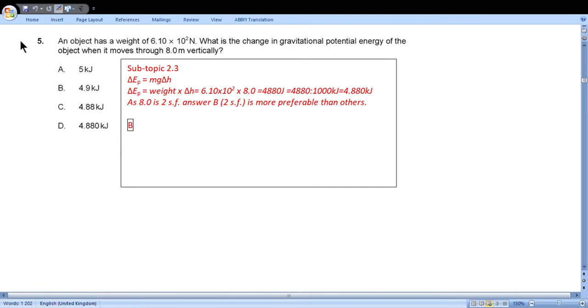Question 5. An object has a weight of 6.10 times 10 to the 2 newtons. What is the change in gravitational potential energy of the object when it moves through 8 meters vertically? Subtopic 2.3, change of potential energy equals change of height times mg. Mg is the weight, which we know, so we substitute. We should keep only two significant figures, because the change of height has two significant figures, and the answer should have two significant figures. The answer with two significant figures is B. So we choose B, the same as we got.